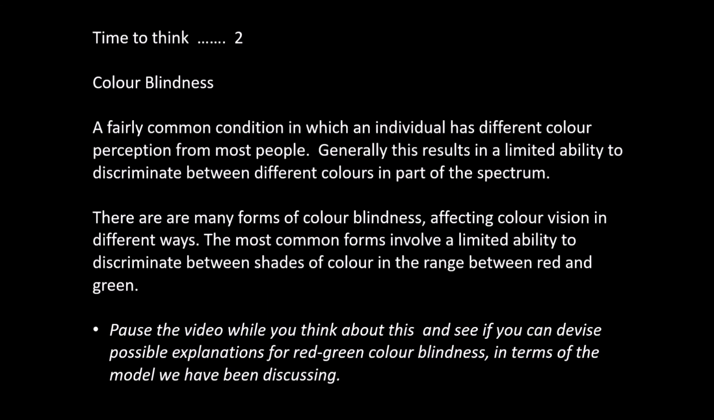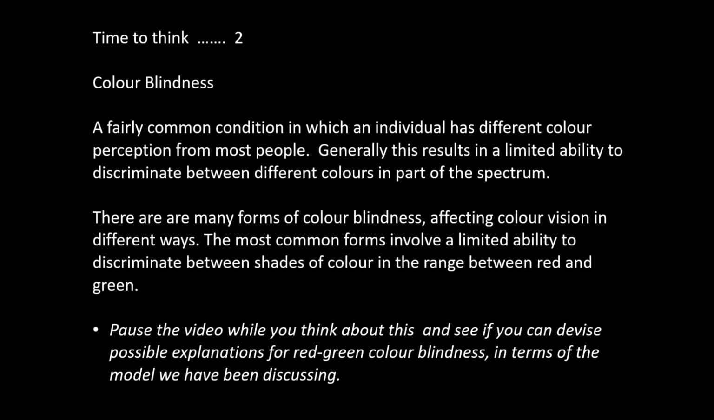So now we're going to get you thinking again, this time trying to make use of the three receptor model that we've established for colour vision, and see if you can use it to figure out what's going on when someone is affected by colour blindness. This is quite a common condition where the affected person just sees colour differently from most people, and in particular tends to have quite limited ability to distinguish between different shades of colour in part of the spectrum.